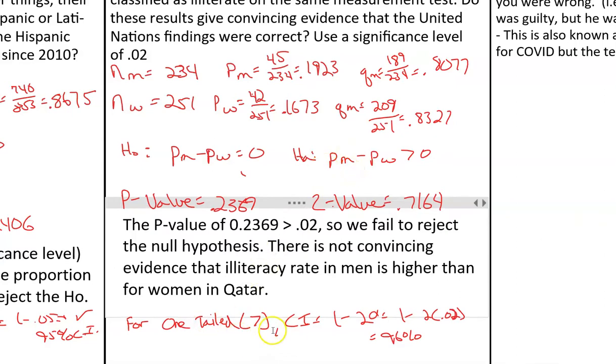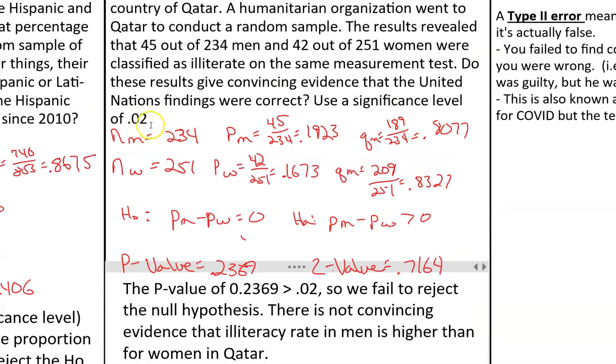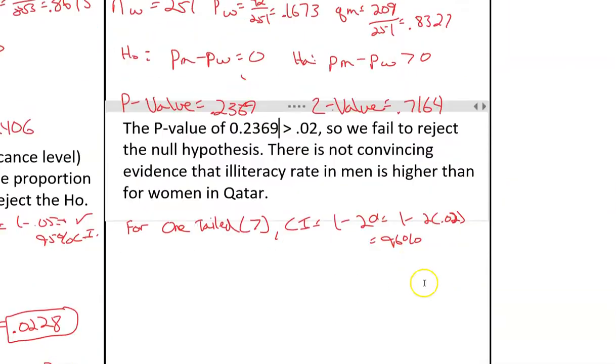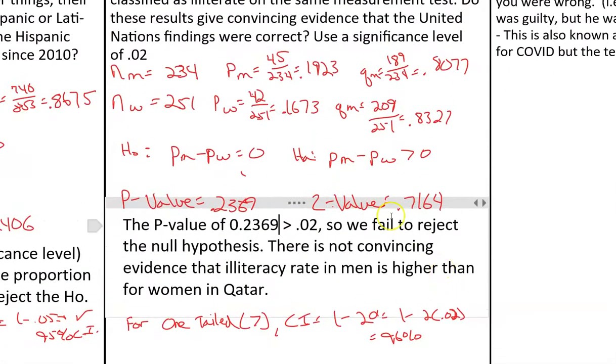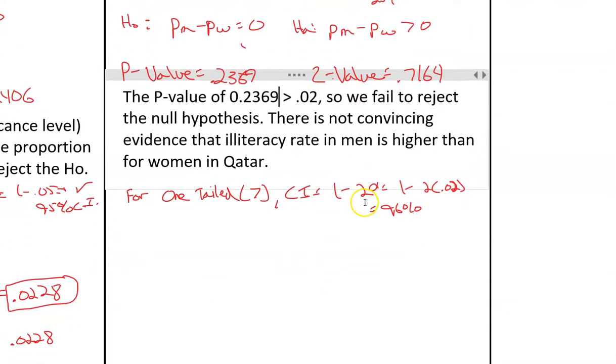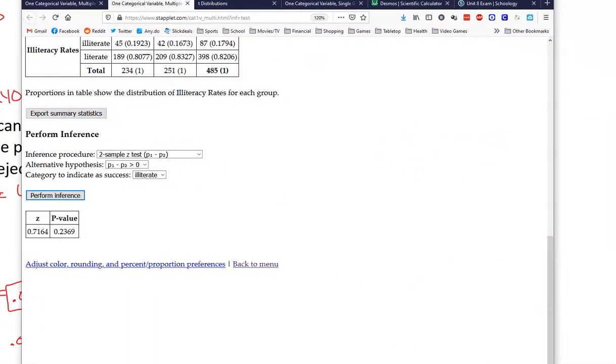For a one-tailed test, remember this was greater than, you do 1 minus 2 alpha, which is 1 minus 2 times 0.02, so it's 1 minus 0.04. It would be a 96. So instead of a 98 like we would have done with a one-tailed, we're doing a 96% interval. I'm going to bring back Statlet real quick, and let's take a look at a 96% interval.